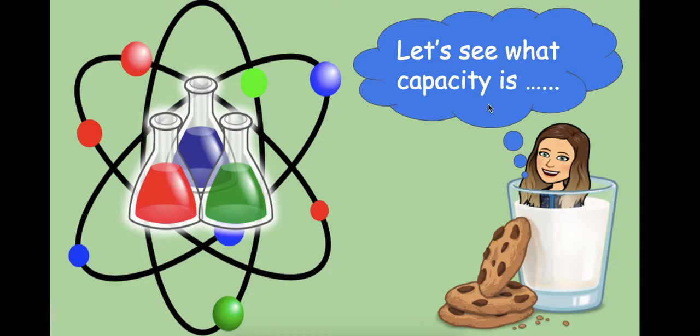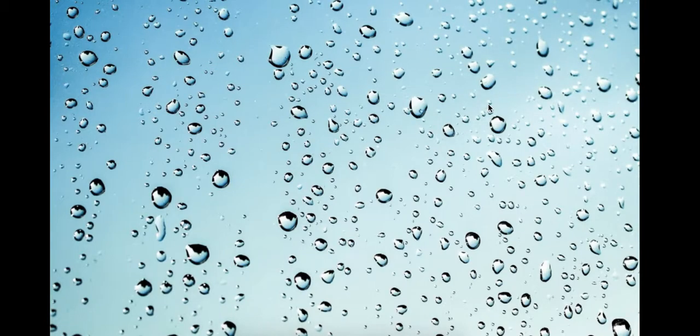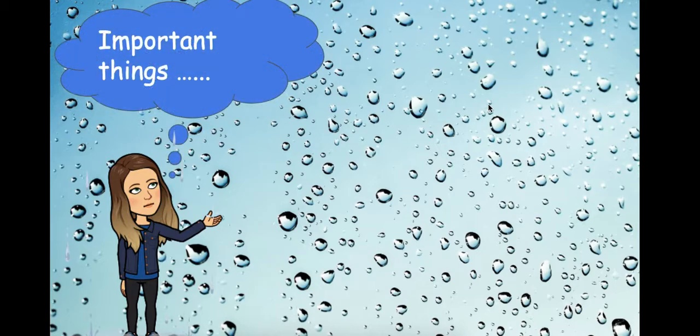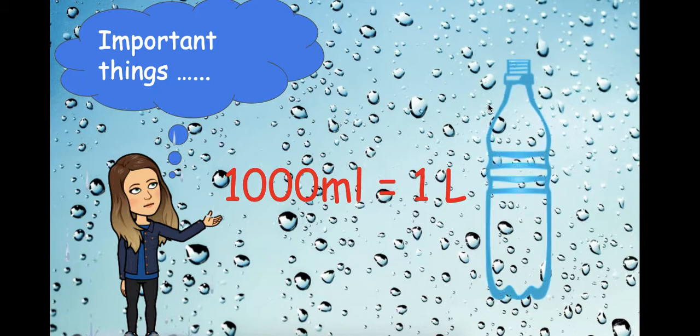Right, so that was interesting that we had to learn how many milliliters are in a liter. So that is the biggest thing. And it's 1,000 milliliters in a liter. So 1,000 drops. You see all my drops on the screen? 1,000 of those drops will fill the 1 liter bottle. So it's very important to remember that 1,000 milliliters is 1 liter.